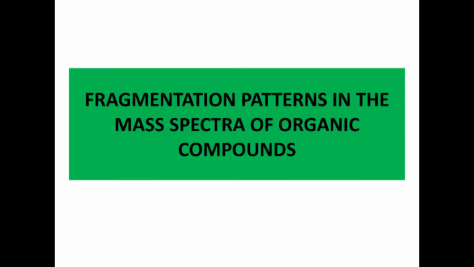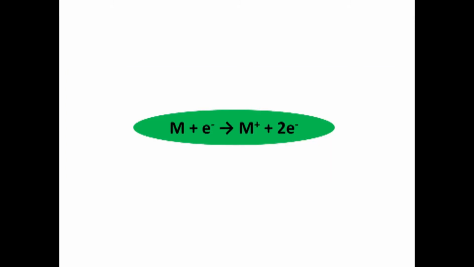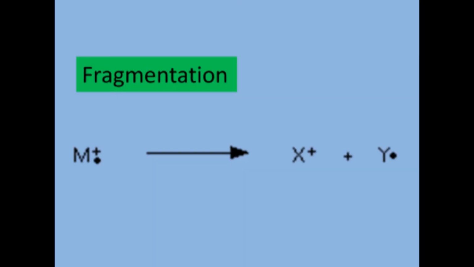Fragmentation pattern in the mass spectra of organic compounds. When the vaporous organic sample passes into the ionization chamber of a mass spectrometer, it is bombarded by a stream of electrons. These electrons have high enough energy to knock an electron off of an organic molecule to form a positive ion. This ion is called the molecular ion or sometimes the parent ion. The ion is often given by the symbol M+.